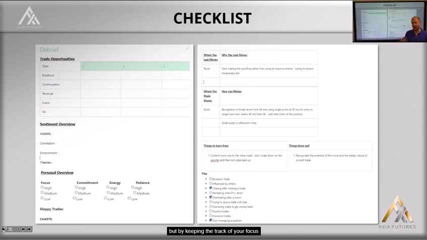But by keeping track of your focus, by keeping track of your commitment on trades, it helps then with your review at the end of the week where you look back at what you've done. It helps you to then go, okay, this is where my focus is falling, my commitment to trades is falling. And you can start to then align that with other things that are going on. Sloppy trades, track how many there are on the day. And then variations on where you've made money, lost money.